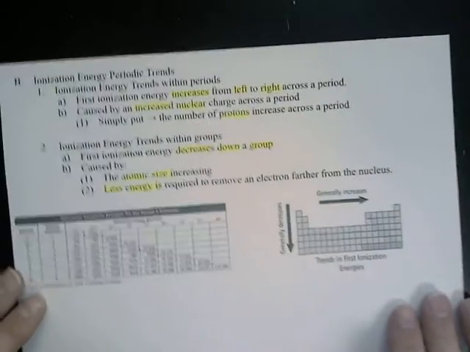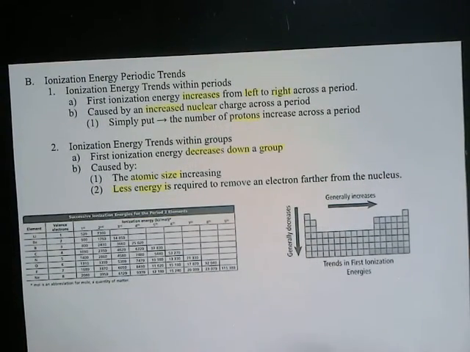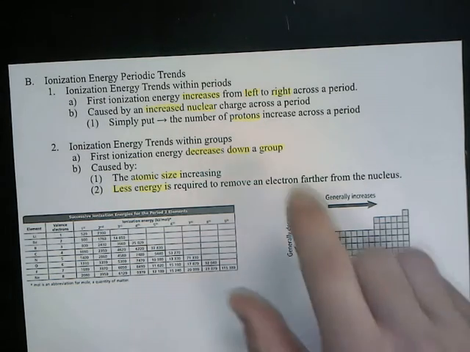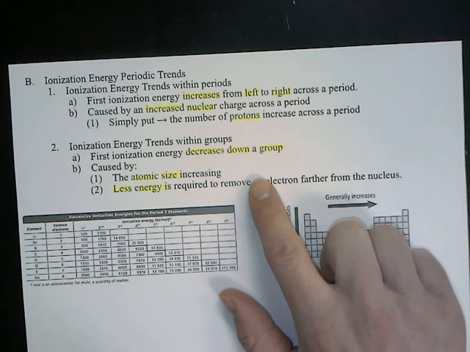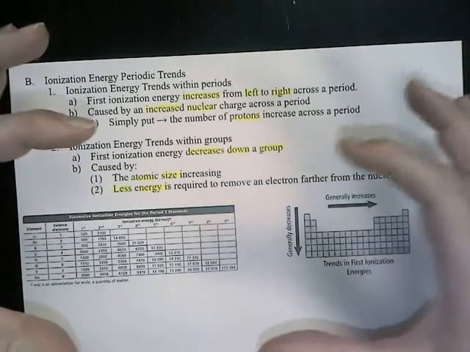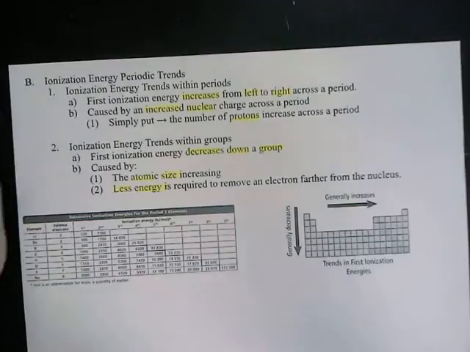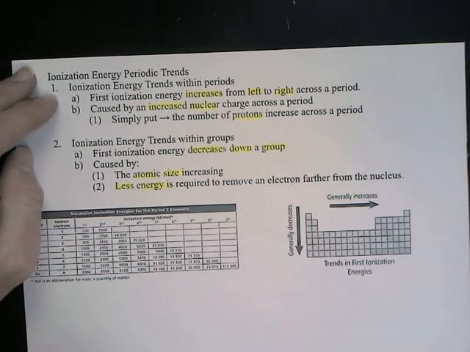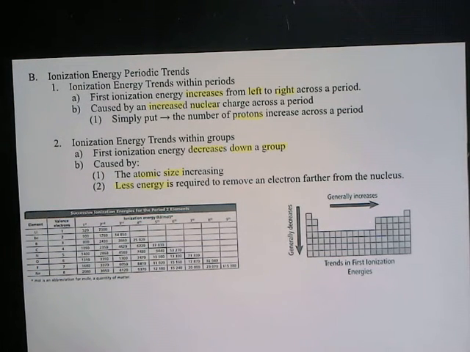For ionization energy, as we move left to right in a period, the ionization energy is going to increase. As you go down the groups, the ionization energy decreases. And again, the same reason occurs with this trend, because as we move down a group, those electrons are further and further away from the nucleus, and thus it is easier to remove that electron from that particular level.